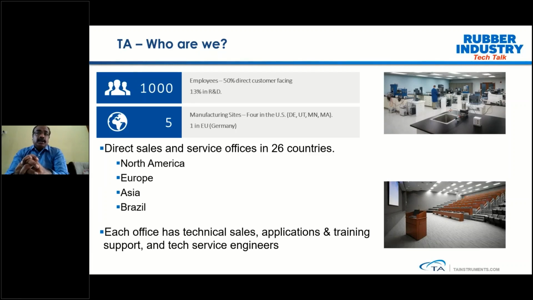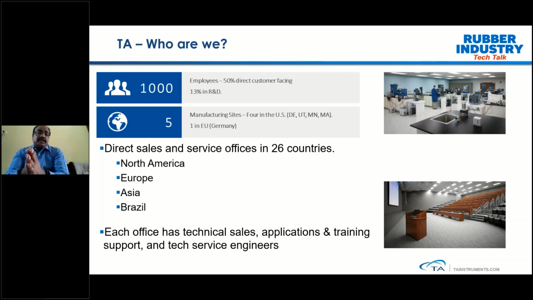In each country, we have technical sales, application, and training support and service engineers. So we provide complete support for our customers, starting from pre-sales and even after sales. When it comes to application development and training, we are there to support.